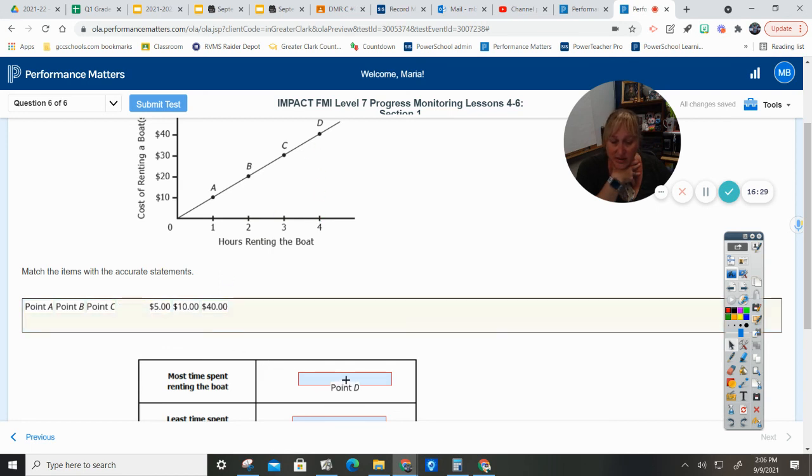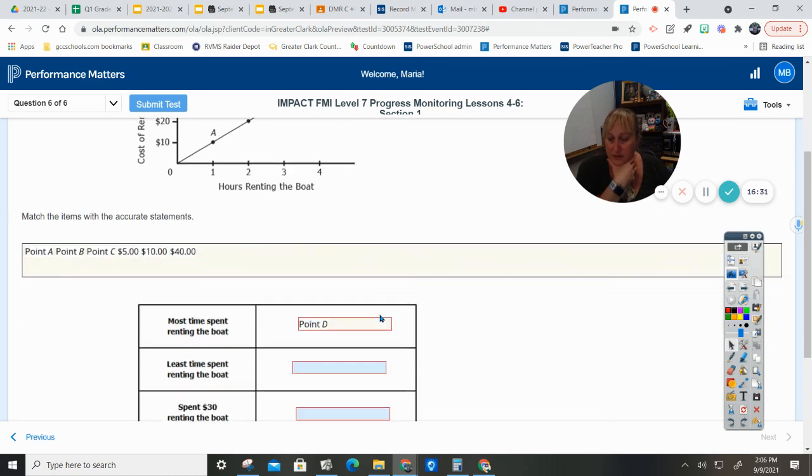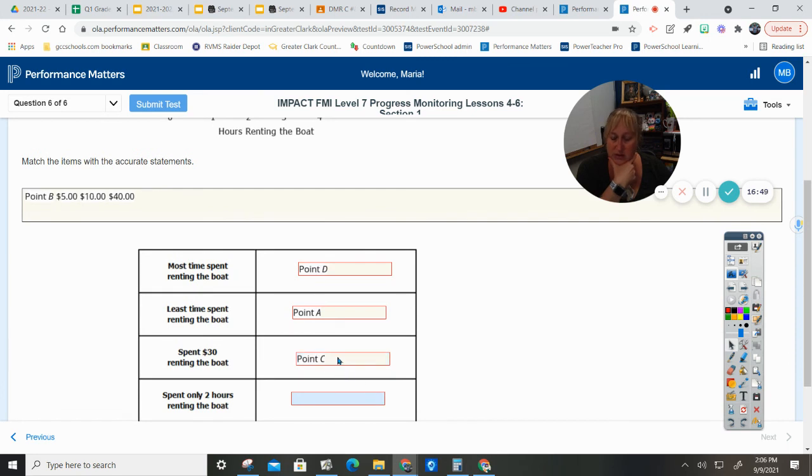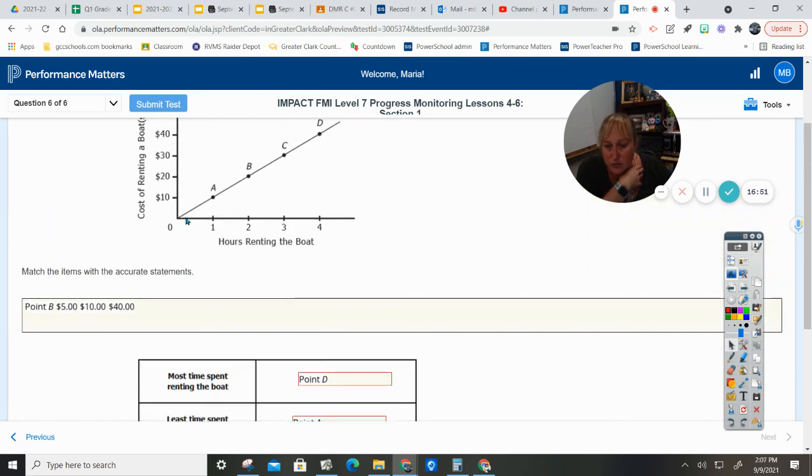So I'm going to drag that here. Least time spent renting the boat. That would be A, because it's only 1 hour. Spent $30 renting the boat. So I'm looking at my $30. That goes with point C. Right here. Spent only 2 hours renting the boat. So 2 hours would be $20. No. Oh, yeah, it is. That'd be point B.